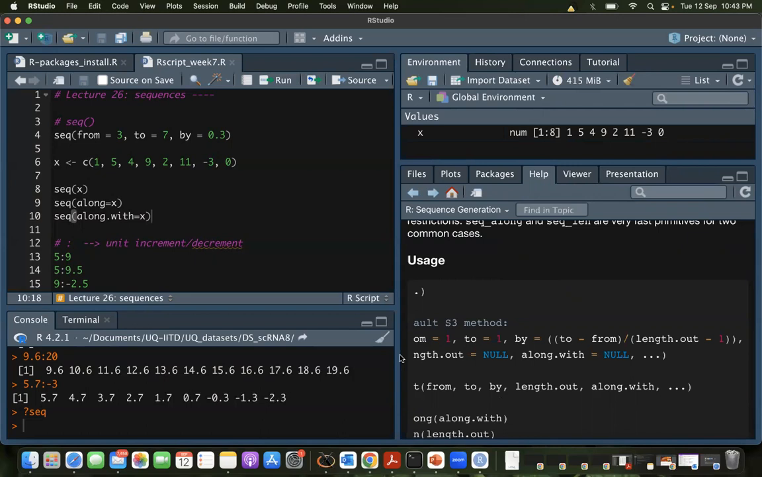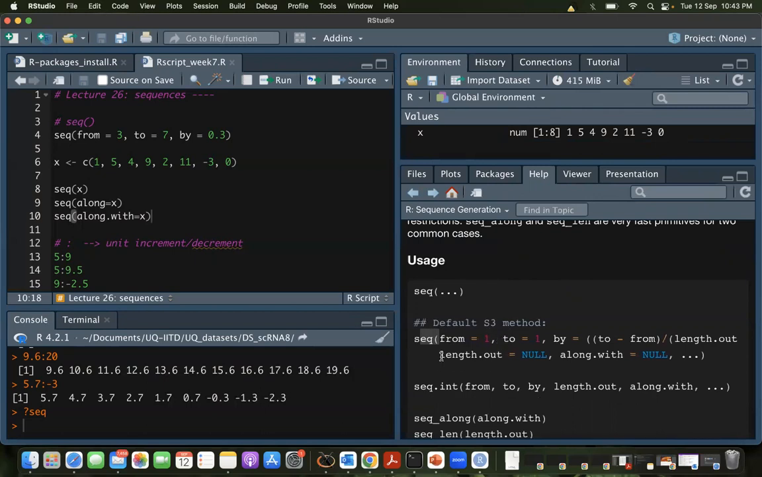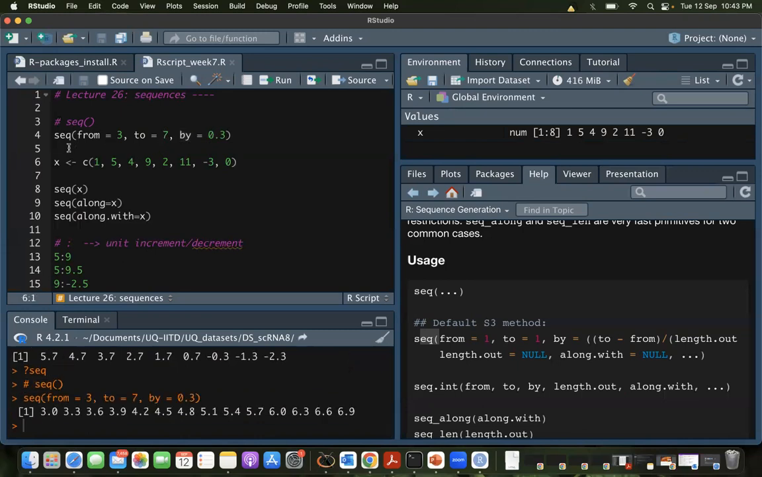Okay. And then there are a few other arguments that it offers. One is length.out, and the other is along.with. So we'll see these two also today. So the simple one, from, to, by, you can see, right? So again, you start from 3 and you go all the way till 7. It's not necessary that you will have 7 as the last element, because here you're saying that the change has to be 0.3. So if you run this, you can see it's 3, 3.3, 3.6, all the way to 6.9, but it won't cross 7.